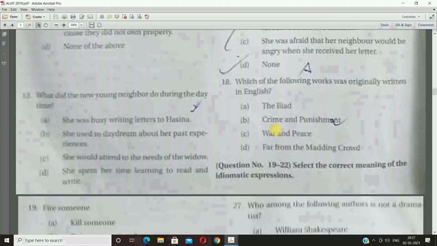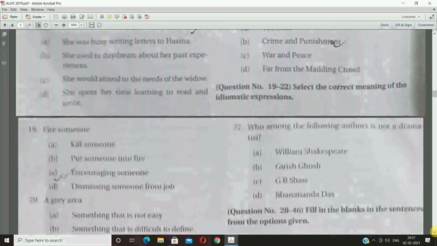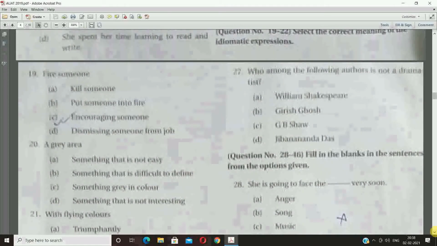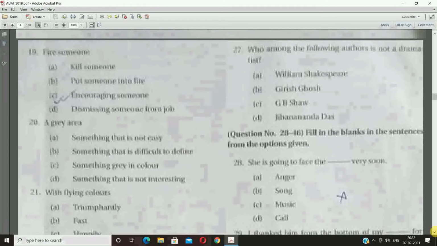Okay, so Crime and Punishment and War and Peace are Russian novels, and the Iliad is a Greek epic, so they were originally not written in English. Far from the Madding Crowd was originally written in English. It was written by Thomas Hardy, who was a Victorian novelist. Okay, so there will be some difficult questions, but at the same time you'll have some easy questions, and make sure that you can answer those easy questions at least.